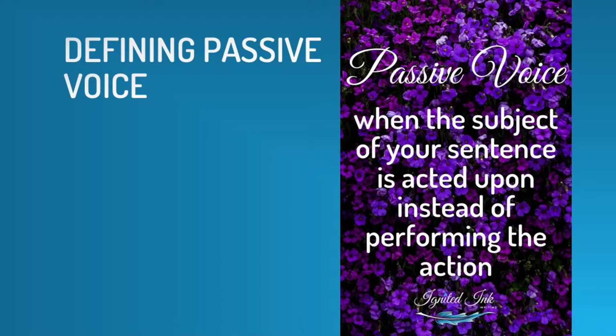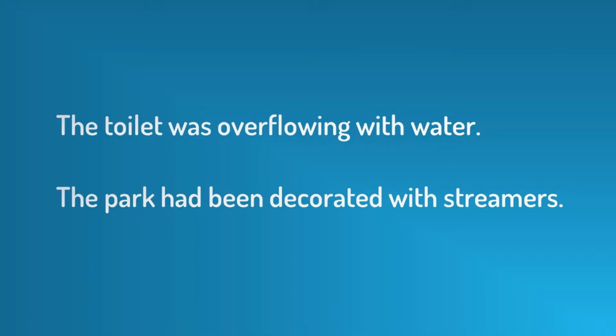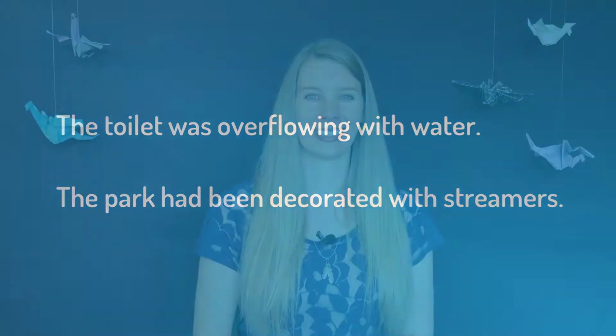Let's start with defining passive voice and passive phrasing. According to grammar guides, passive voice is when the subject of the sentence is being acted upon instead of performing the action itself. And like many aspects of grammar, this is best understood through examples. So here are two passive sentences. The toilet was overflowing with water. The park had been decorated with streamers.